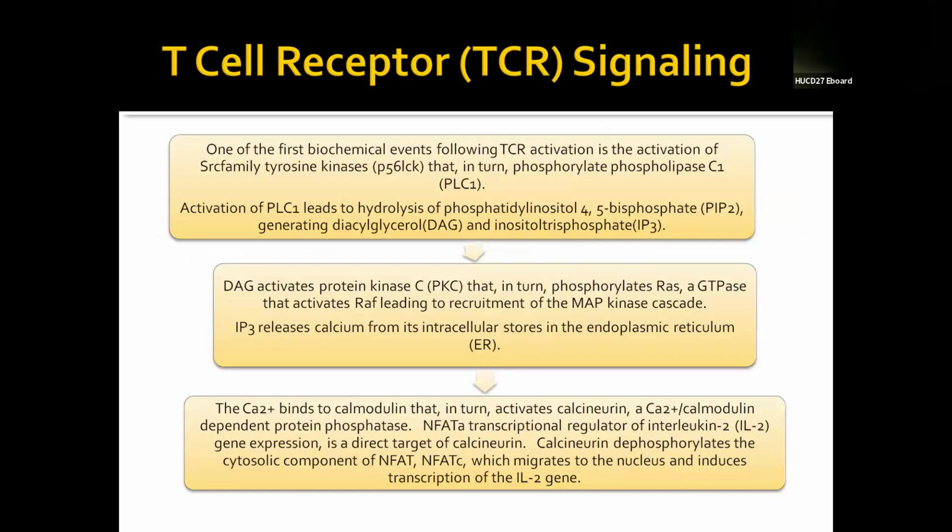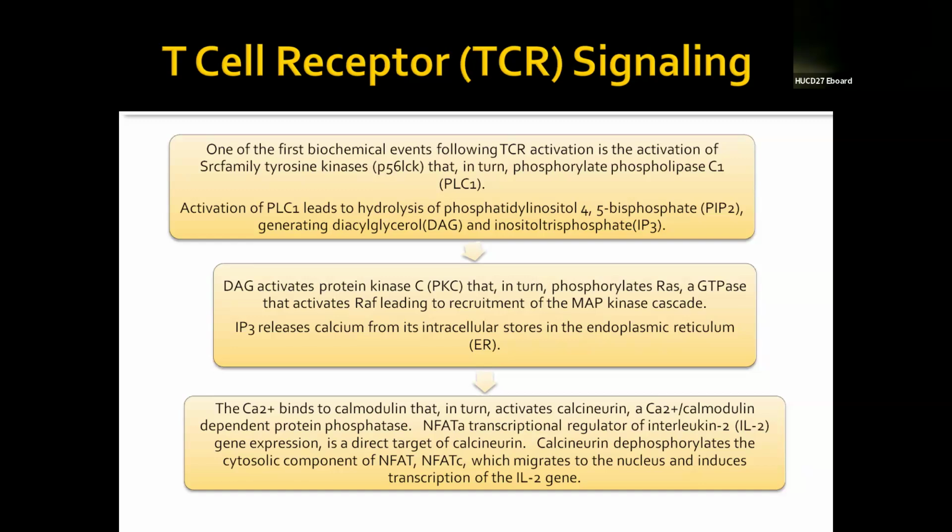All right. So I want to talk in general about the T cell receptor signaling. I showed you a description of it, and this is just giving you a description of what we talked about in words, right? You have the T cell receptor activation through the Src tyrosine kinase family. That in turn phosphorylates the phospholipase C, and the activation of that phospholipase C leads to hydrolysis of the phosphatidylinositol 4,5-bisphosphate. That generates DAG, which is diacylglycerol, and inositol triphosphate.